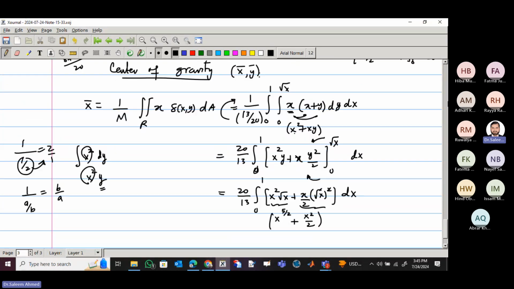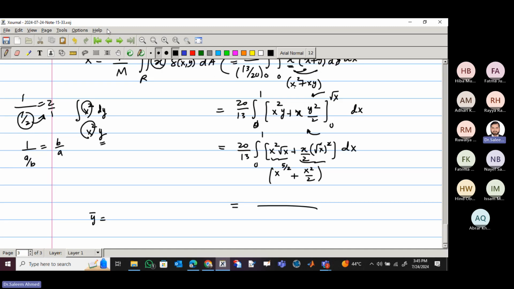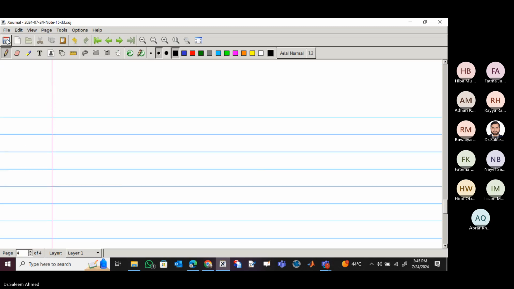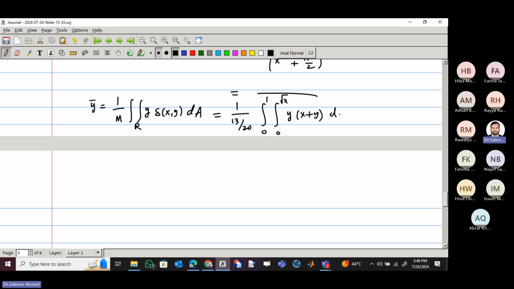And for the other one, for y bar, the only difference is that this will become y. If it is x bar, then it is x. If it is y bar, it is y. So y bar is 1 over m double integral of y into the density function dA. And because I know the value of the limits, they will not change. Limits will remain the same. You will not make the diagram again, but now y is multiplied by x plus y dy dx.